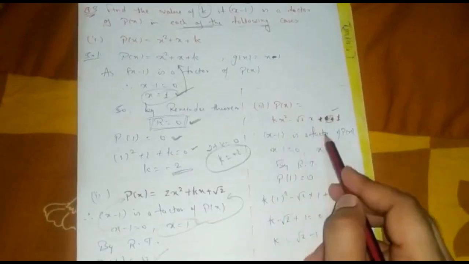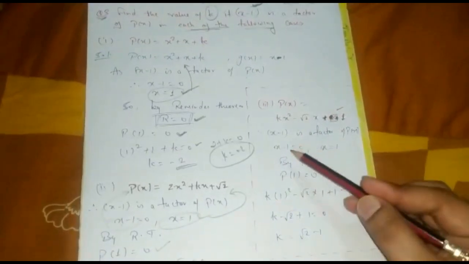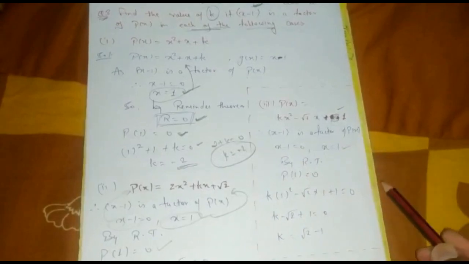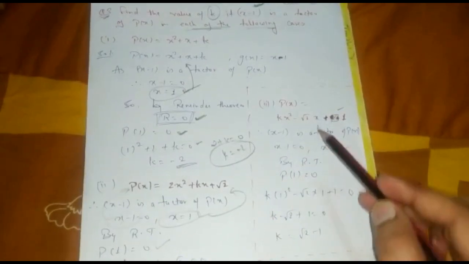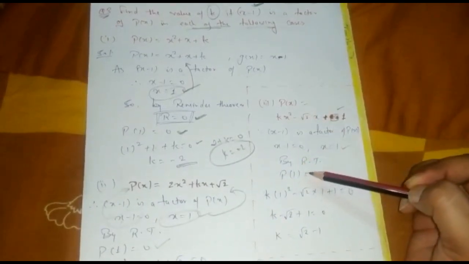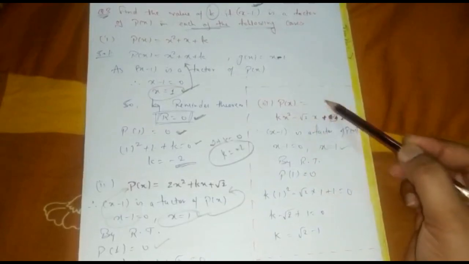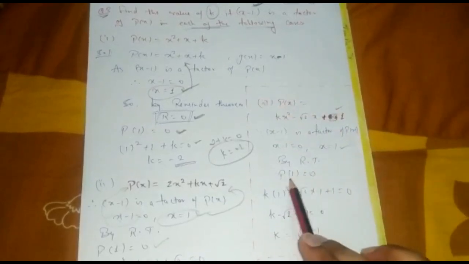So x minus 1 is a factor of the polynomial, it is given in the question. So x minus 1 will be equal to 0, x will be equal to 1. When we put p of 1, it will 100% give the answer as 0. So p of 1 is 0.